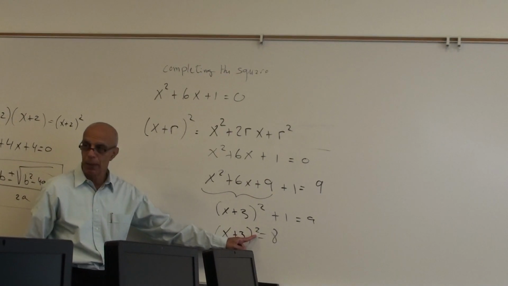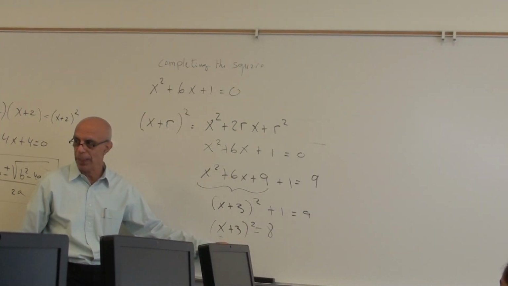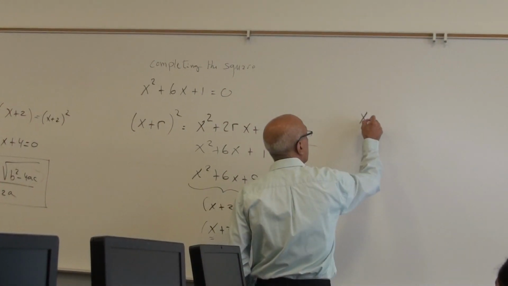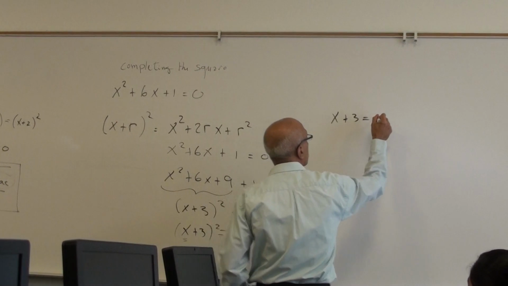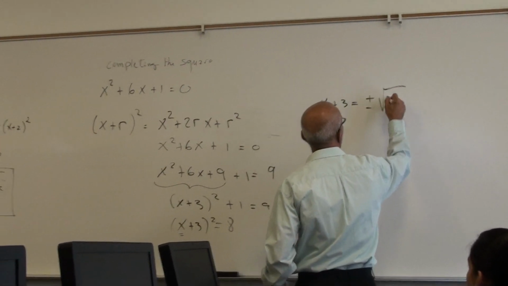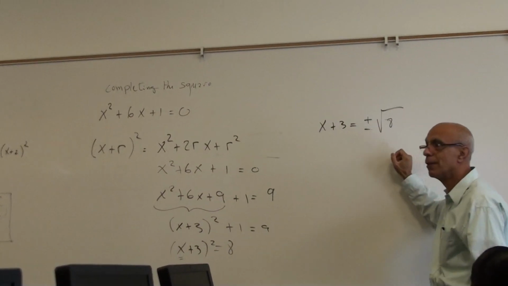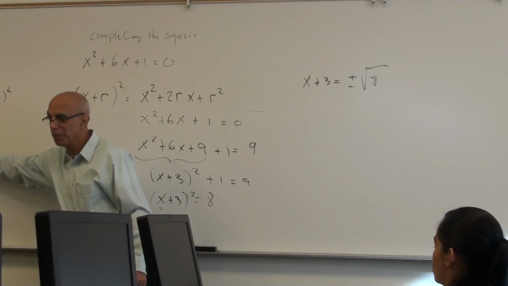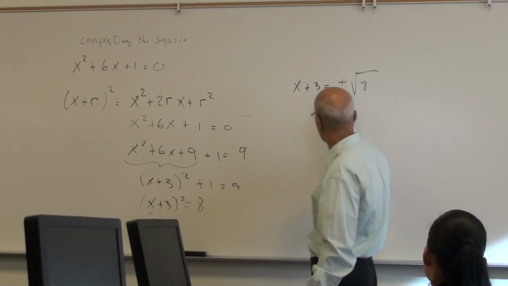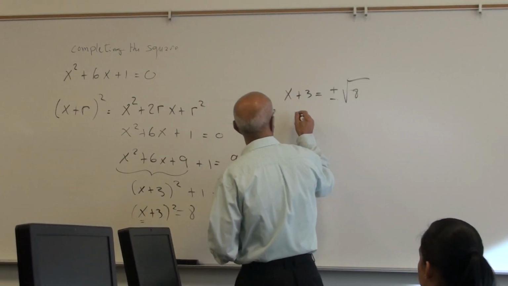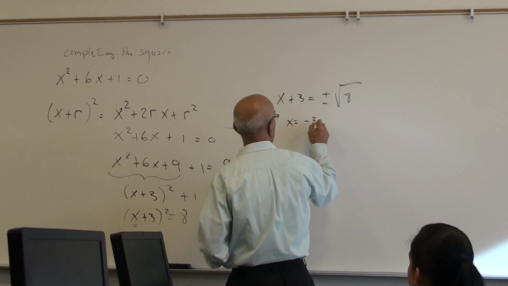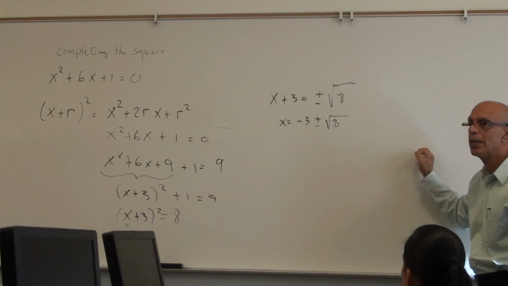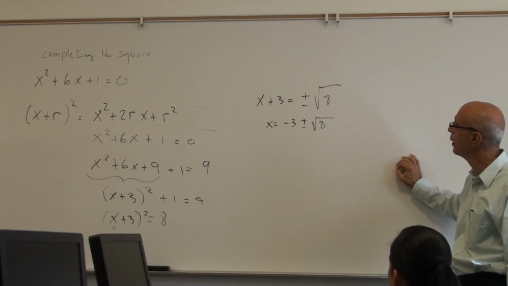But I have a square. If I find the square root on both sides, things become much easier. So I'm going to do that. x plus 3 equals plus or minus square root of 8. Plus or minus, you see? You have to remember plus or minus is this here, right? You see that? So what is the value of x? x equals negative 3 plus or minus square root of 8. There you go. It's that easy, okay?